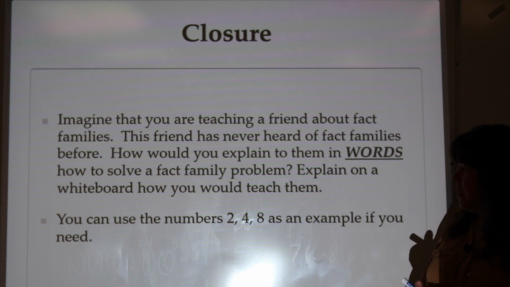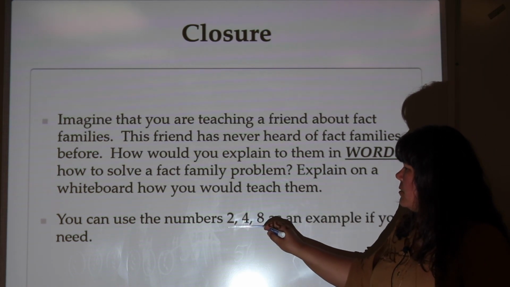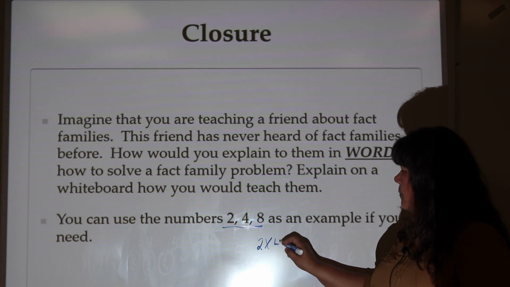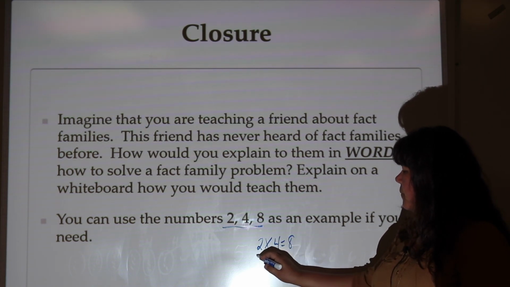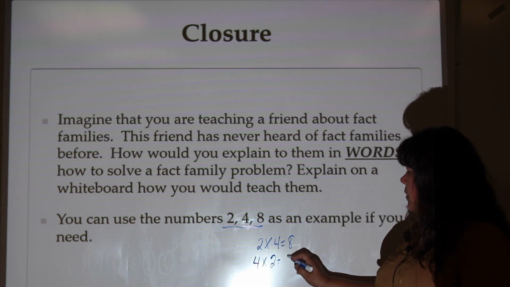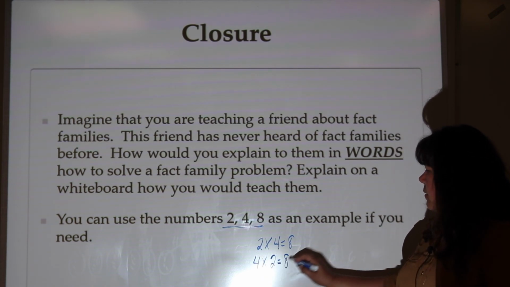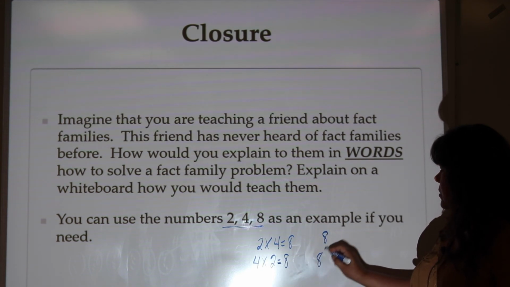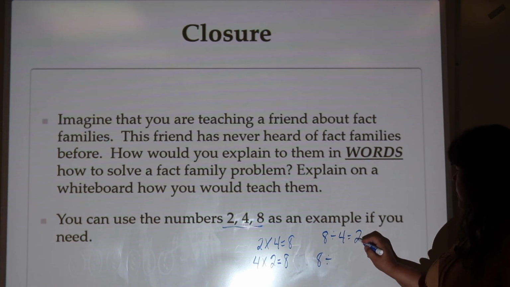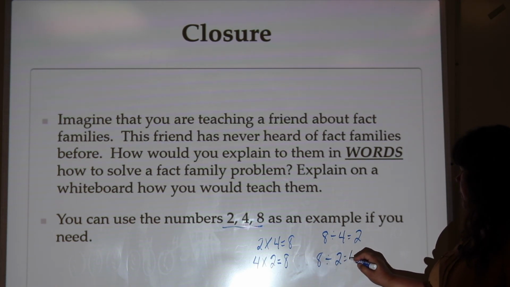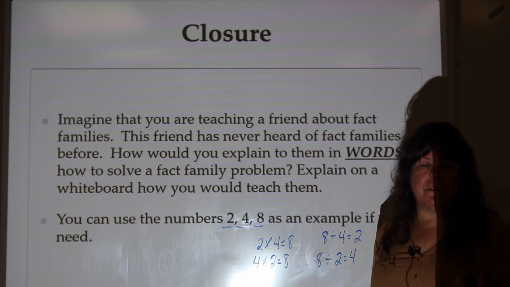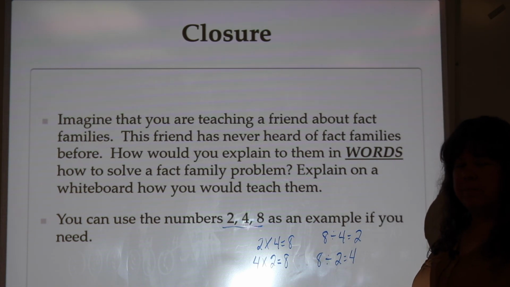So hopefully you're telling them that you can use these 3 numbers and you can multiply them. Or we can divide. Start with our big numbers first. And it helps us to be able to find our answers when we're looking for variables and unknown numbers.